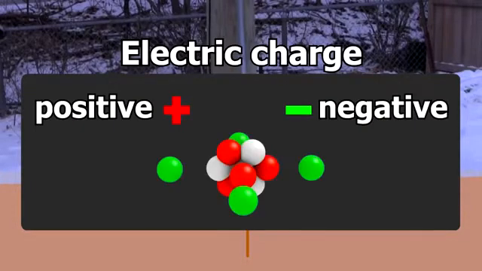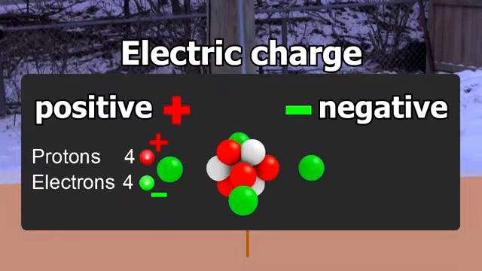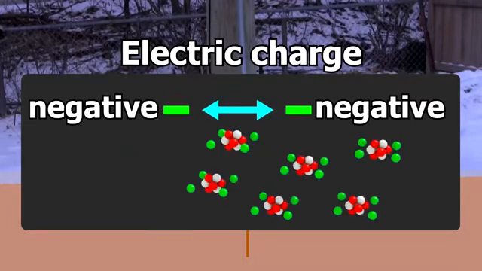Looking at an atom, the protons locked in the atom's nucleus have a positive charge, and the electrons surrounding the nucleus have a negative charge. Overall, this atom has a neutral charge, though, neither positive nor negative, because it has the same number of positive protons and negative electrons. Like charges repel each other.